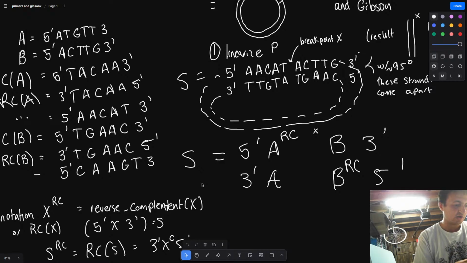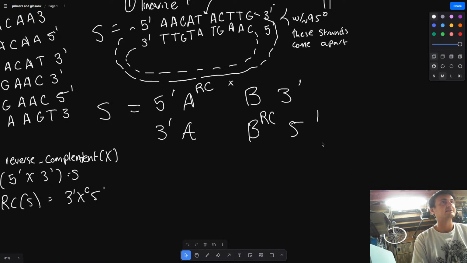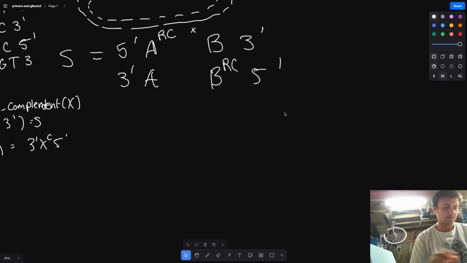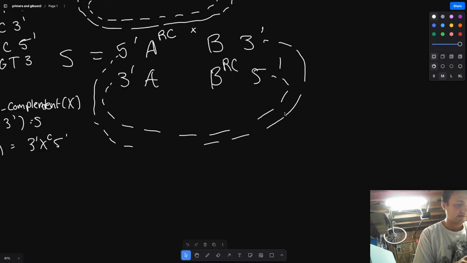Okay, so now, instead of having to work with all these letters and make it really complicated, all we have to do is now think about S. Okay, so we still have a ring. This goes around, this goes around. It's still a plasmid.